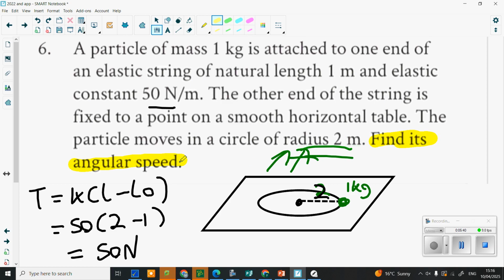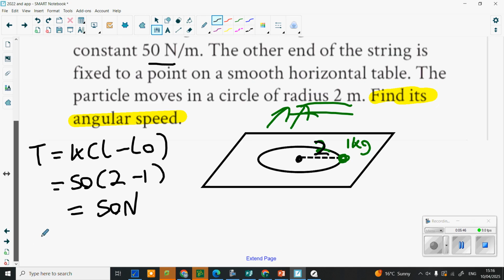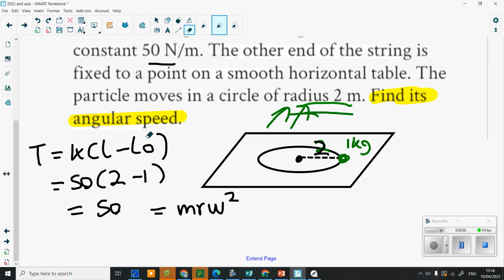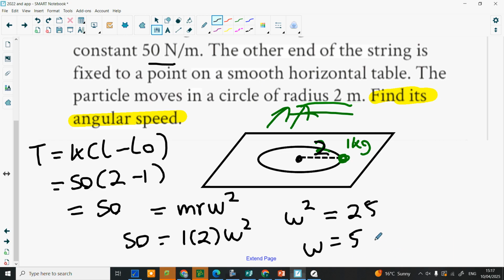Now, what's the goal of the question? Find its angular speed. Does anybody remember the formula for angular centripetal force? mR omega squared. Replace m with 1, r with 2, and omega. And who got omega squared equals 25? Sorry, omega squared equals 25. Therefore, omega is 5. Anybody remember the units for this? Rads per seconds.